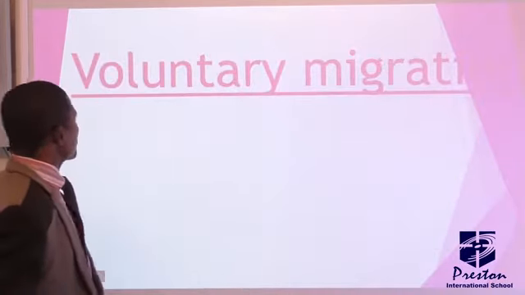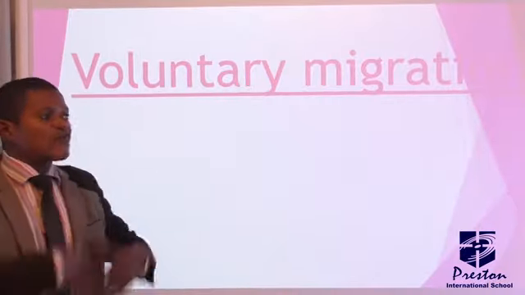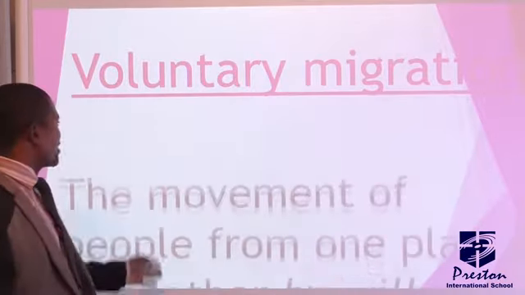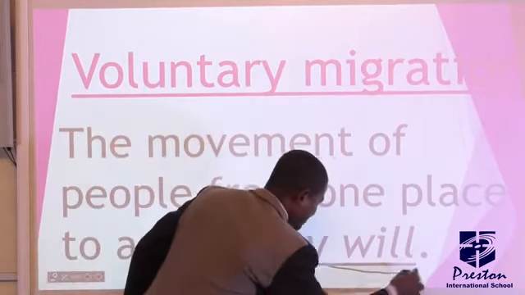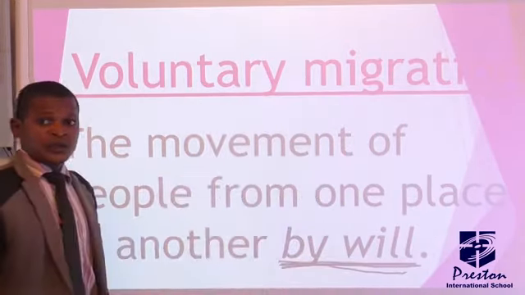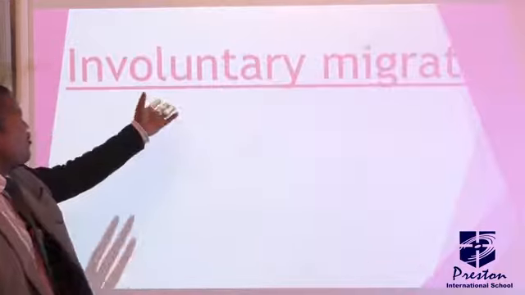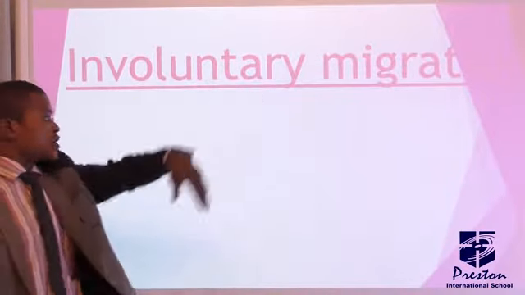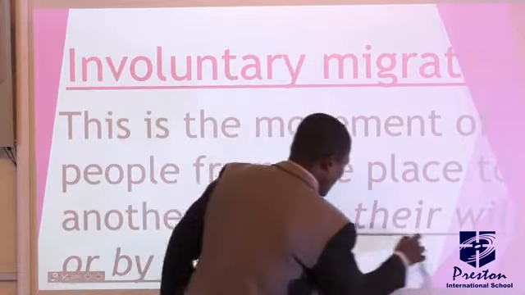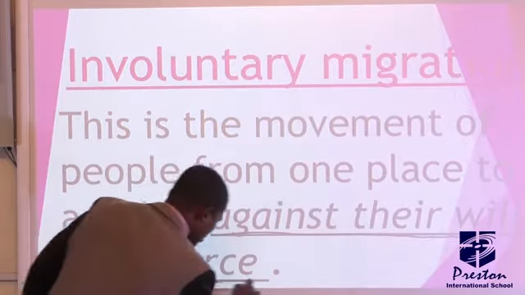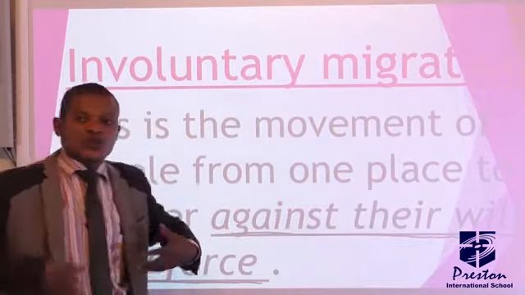Now, let's look at the first one, voluntary migration. What is voluntary migration? As the name implies, voluntary, that is out of your own accord. It is simply the movement of people from one place to another by will. Don't forget, that is the major point here. By will, by your choice. You intentionally decide to move. That is voluntary migration. While involuntary is the opposite of it. Involuntary migration is the movement from one place to another against, don't forget the underlying word there, against your wish or by force. You are forced to leave a particular place. That is called involuntary migration.